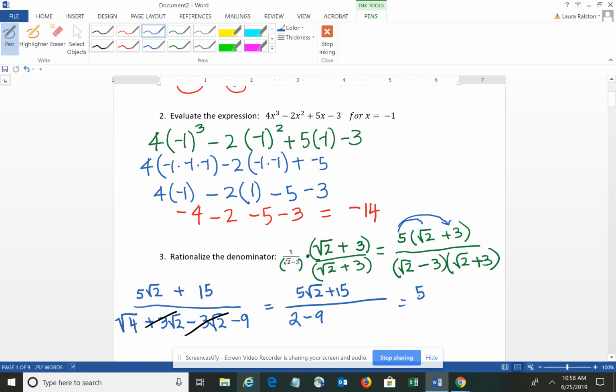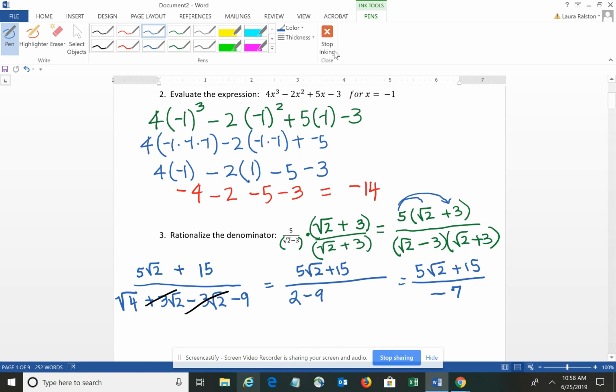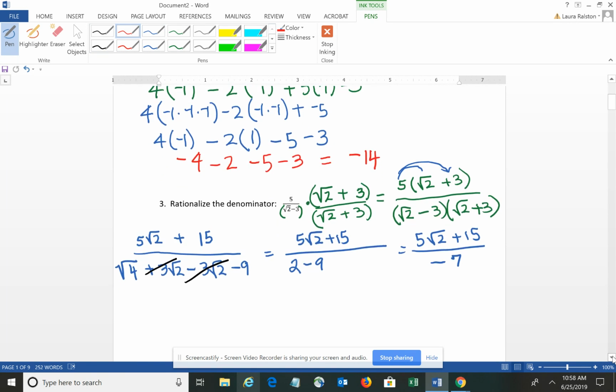So I have 5 square root of 2 plus 15 all over negative 7. Now, normally we don't put a negative in the denominator, so really we would actually write this final answer with the negative out front. So you have negative 5 square root 2 plus 15 over 7.